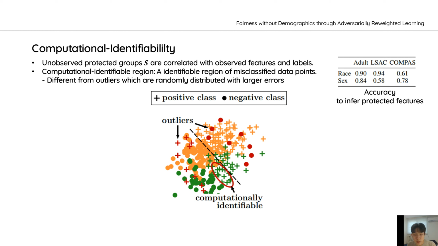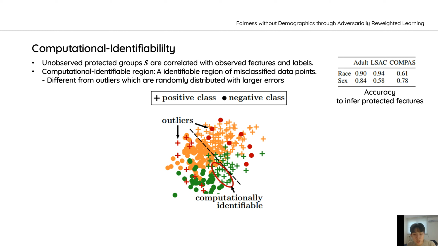So authors seek information which is correlated with the unobserved protected group and more robust than loss. So they first hypothesize unobserved protected groups are correlated with the observed features and class labels. And they confirm it by inferring protected group from observed features and labels. The result is in the right table, and it shows that it is true within the LSAC dataset too. And they find a computationally identifiable region of misclassified data points, utilizing observed features and labels.